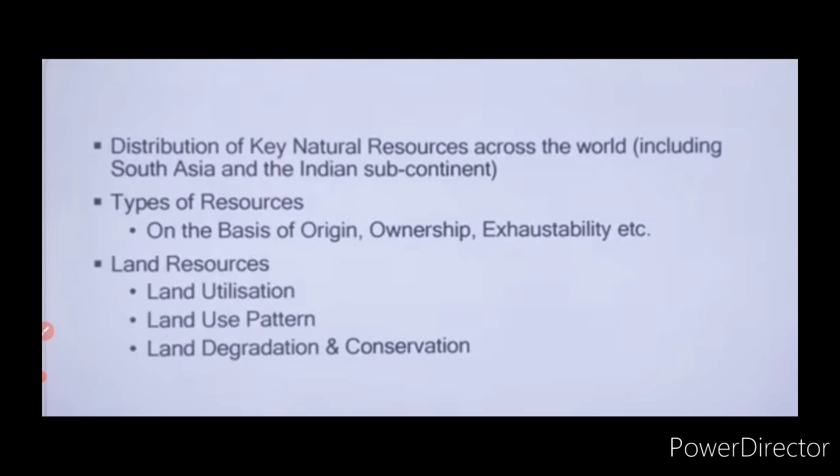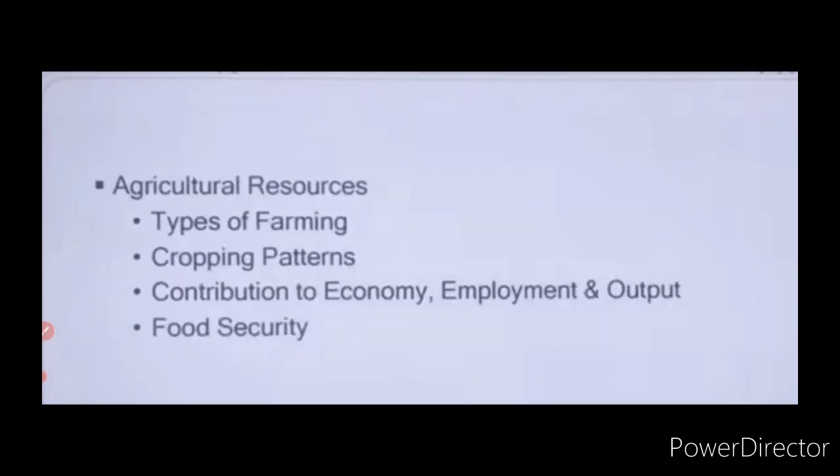Now here etc is coming. Wherever the term etc comes, it means everything in that particular topic will come. So here, each and every type of resource will come because etc is given. Then land resources, so land utilization, land pattern and land degradation and conservation. Again, conservation means how can we save it, the process of conserving it.